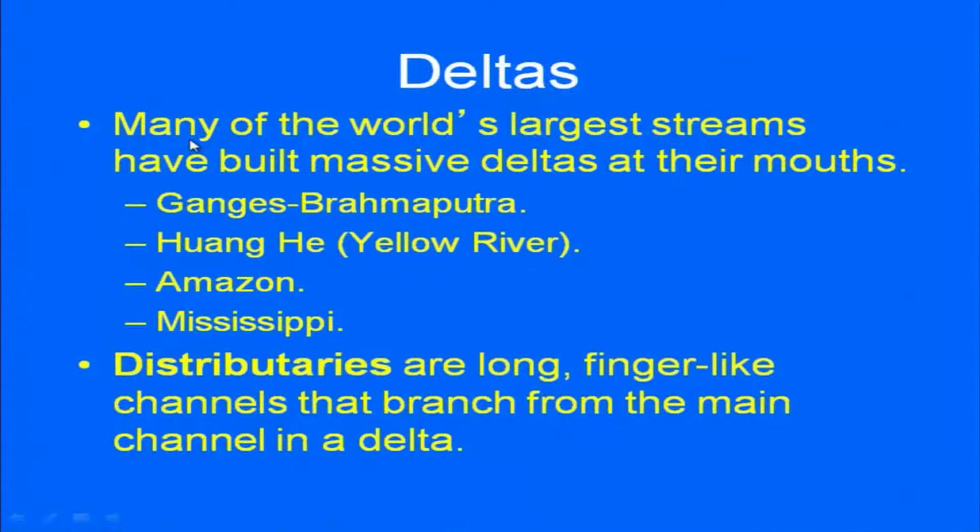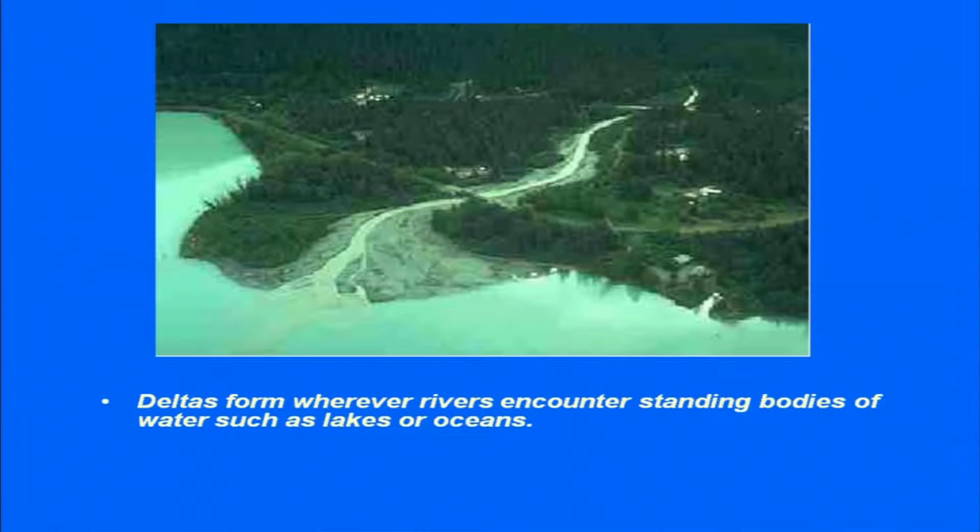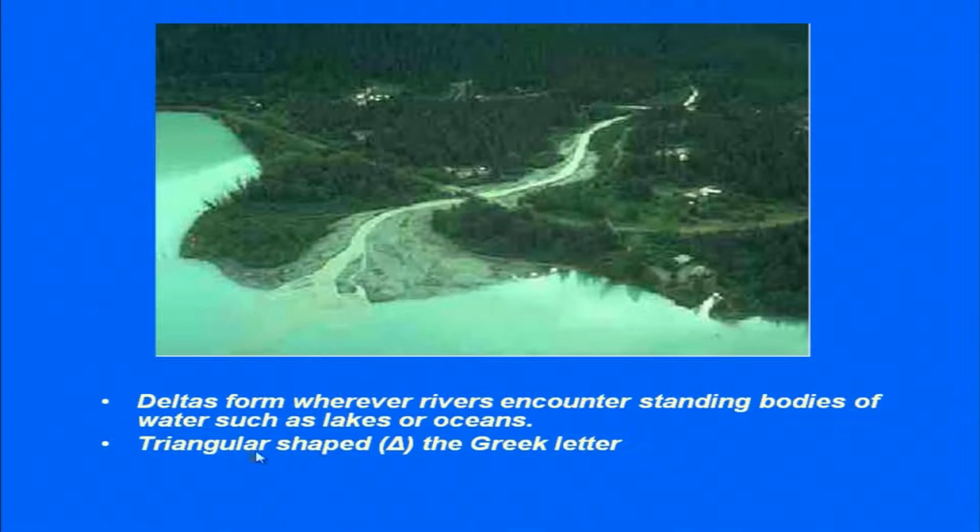Many of the world's largest streams have built massive deltas at their mouths: the Ganga, Brahmaputra, Yangtze, Yellow River, Amazon, Mississippi. Mainly, distributaries are long, finger-like channels that branch from the main channel in a delta. So, this is one of the largest deltas. Close to the hill front, the shape of the landform is like a triangle, hence it comes from the Greek letter and is termed delta.